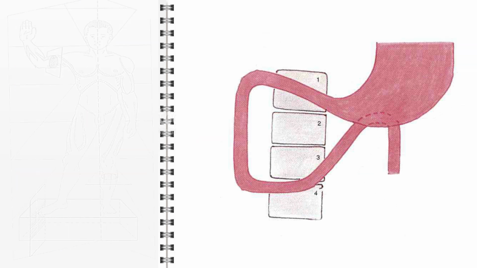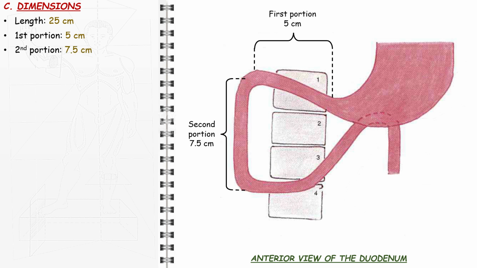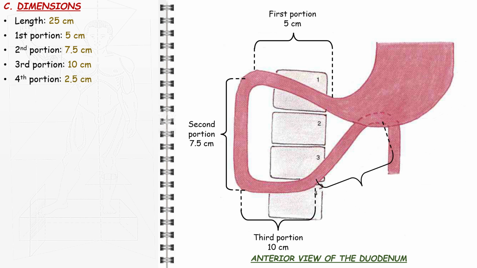The total length of the duodenum is 25 centimeters. The first portion is 5 centimeters long, the second 7 centimeters and half, the third 10, and the fourth is 2 centimeters and half long. The internal diameter of the duodenum is 4 centimeters.